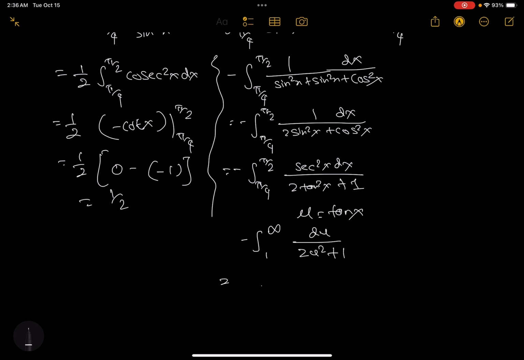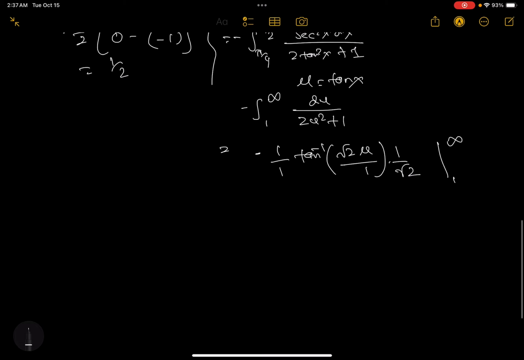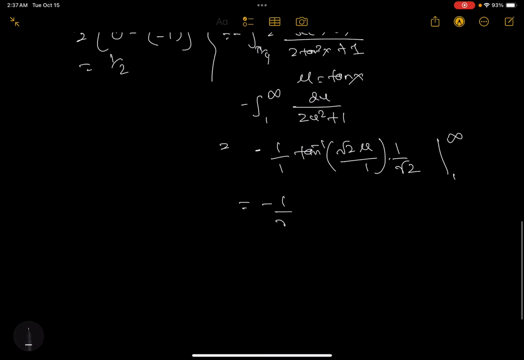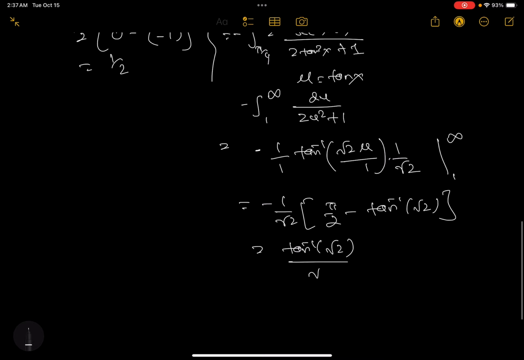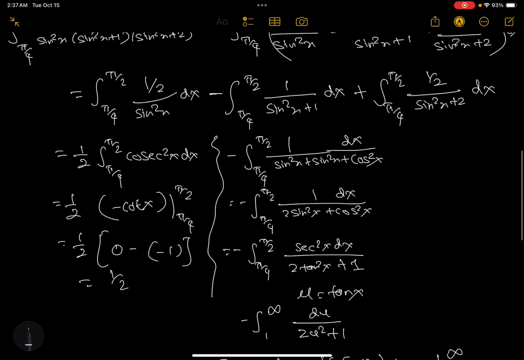Now if you integrate this, this will just be minus 1 by a tan inverse x by a, and also since there's a coefficient of x, I have to write it like this. This goes from 1 to infinity. So this is minus 1 by root 2. At infinity it's pi by 2. At 1 it's tan inverse root 2, right? So this is tan inverse root 2 by root 2 minus pi by 2 root 2. You got this, right? This is with the minus sign again.